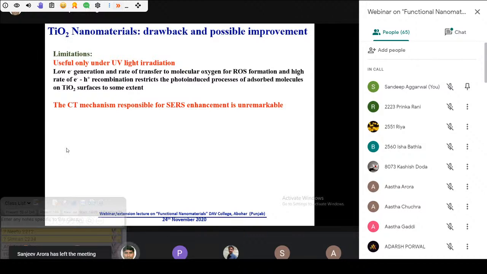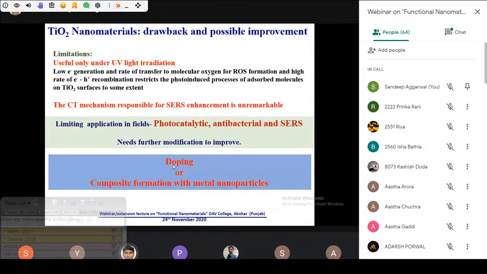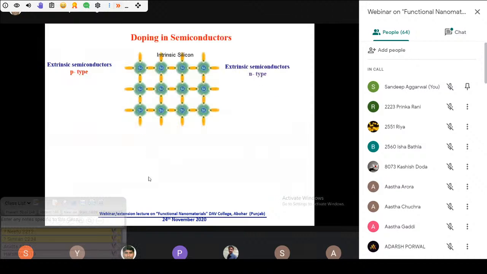So there is some strategy that we can use to make it a visible light active material. For that, there are some methods like doping, or we can make a composite with other materials to make it visible light active. Most applications like photocatalytic, antibacterial, or sensing, in case of TiO2 or similar metal oxides, are not sufficient because they can be active only under UV light irradiation. That's why we need to modify this. And for modification, we do doping. This is one of the cases.